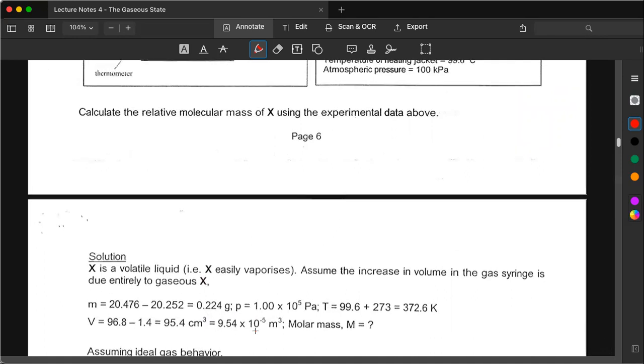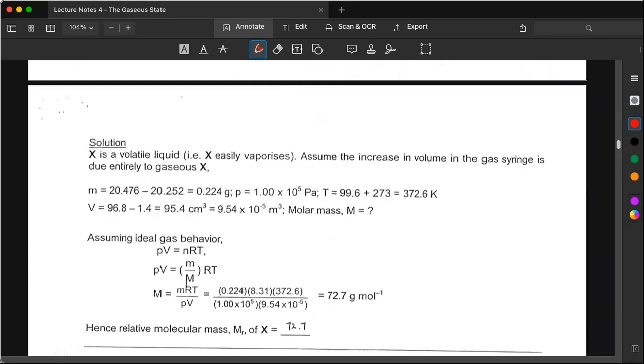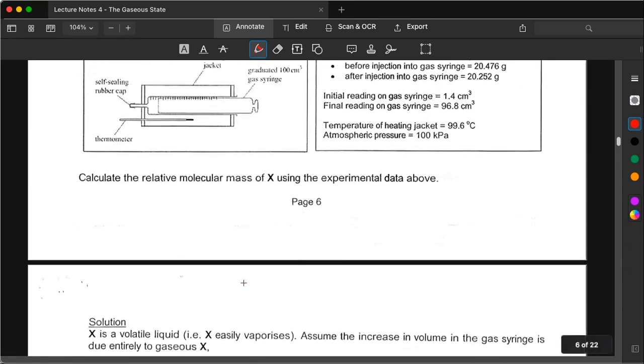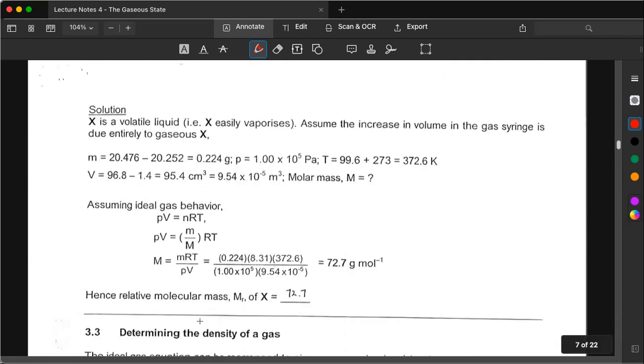And then from there, you use the ideal gas equation, and then we make the molar mass the subject of the equation to solve the question. Just substitute the relevant values in, we will get 72.7 gram per mole. Since the question was asking for Mr, we have a separate statement that says Mr of X is 72.7.